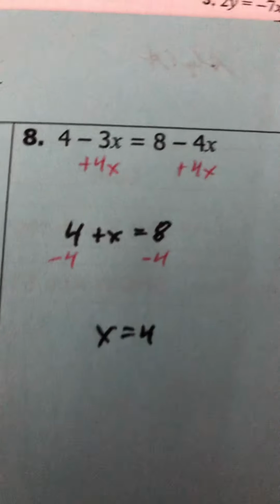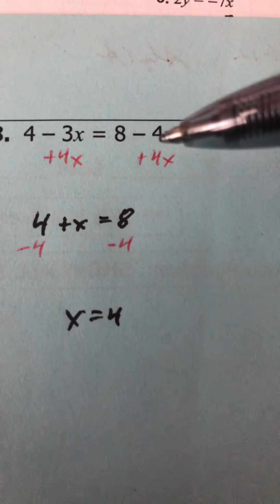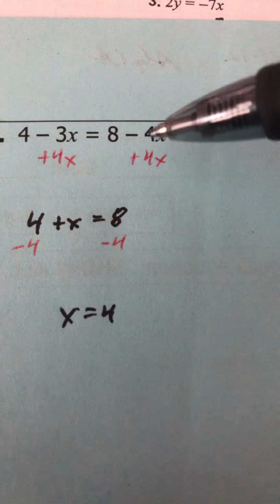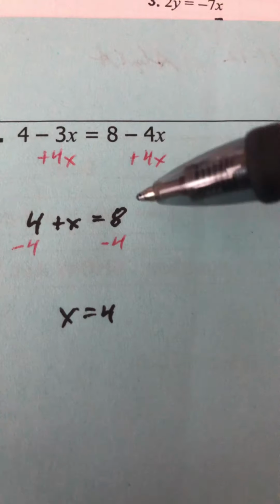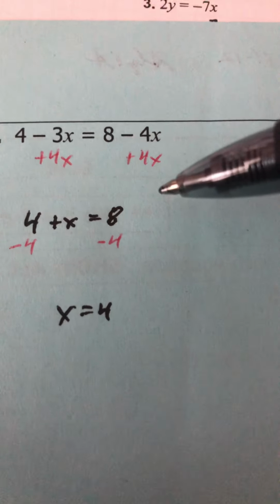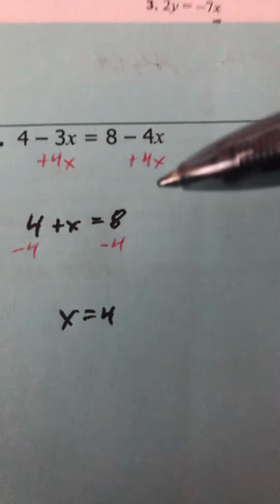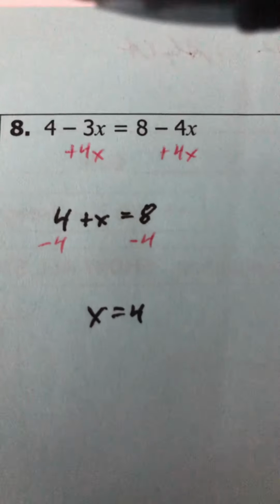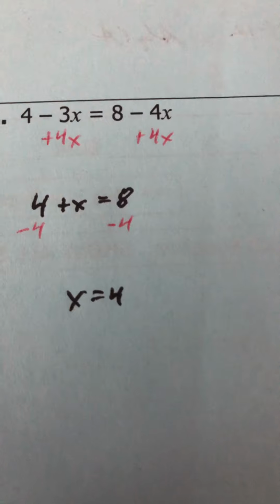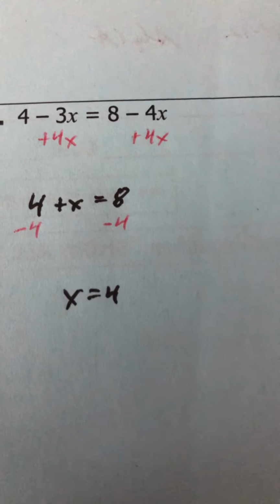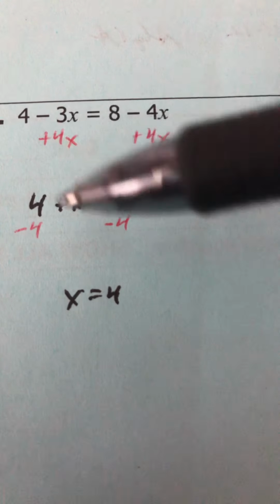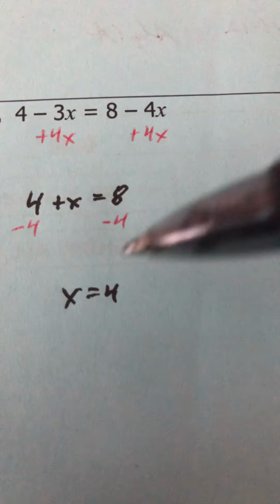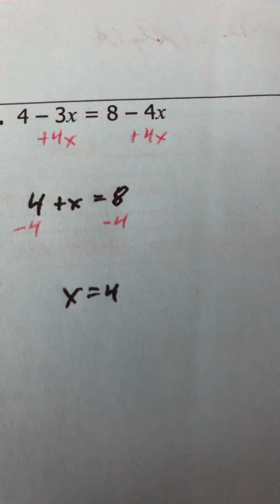Number 8, I end up adding the 4x to both sides. Once again, I could have added 3x to both sides, but then I'd have a negative x over here, and that's fine. You could deal with the negative x. I don't like dealing with negative x's, but you get the same answer either way. If you did it differently and got the same answer, that's fine. So I end up with 4 plus x equals 8. I subtract 4 from both sides and it gives me x equals 4.